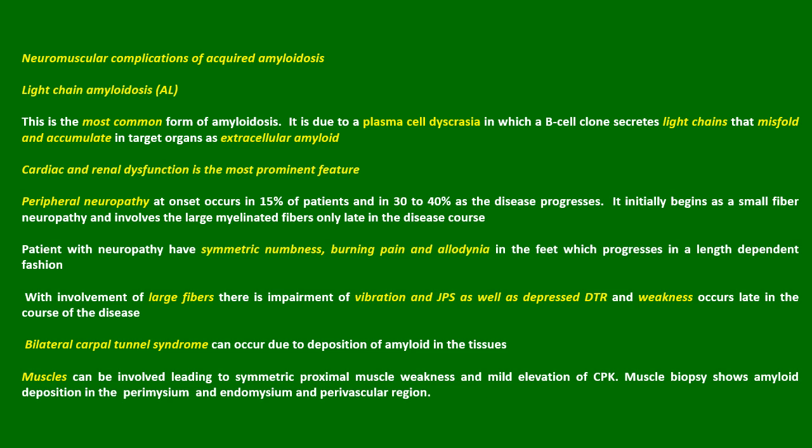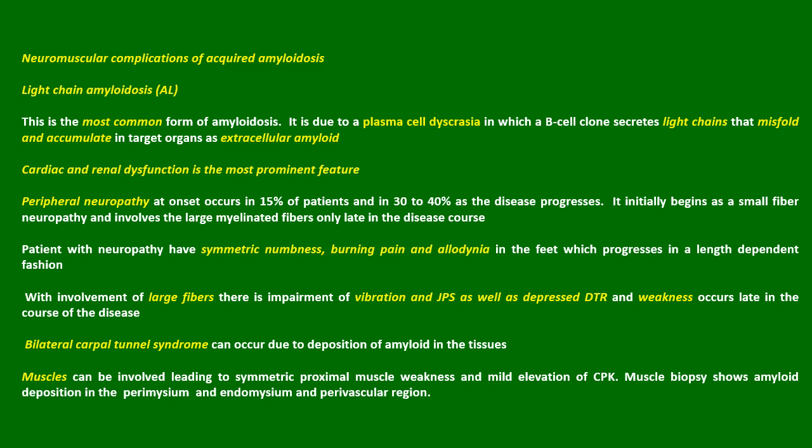Peripheral neuropathy at onset occurs in 15% of patients and in 30 to 40% as the disease progresses. It initially begins as a small fiber neuropathy and involves the large myelinated fibers only late in the disease. Patients with neuropathy have symmetric numbness, burning pain, and allodynia in the feet, which progresses in a length-dependent fashion. With involvement of the large fibers, there is impairment of vibration and joint position sense, as well as depressed deep tendon reflexes, and weakness occurs late in the course of the disease.